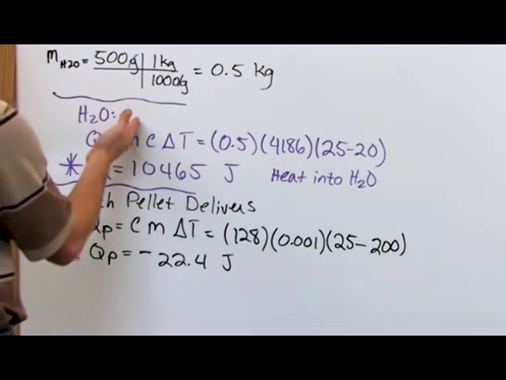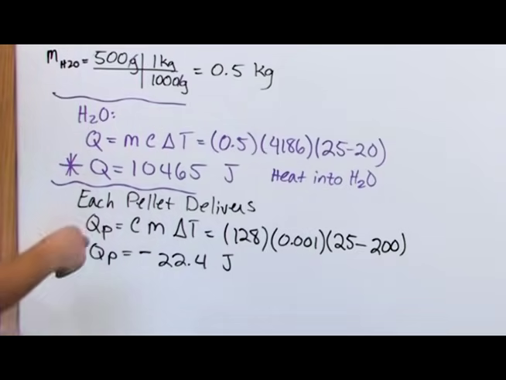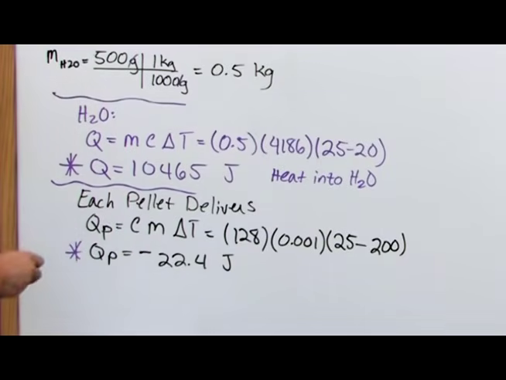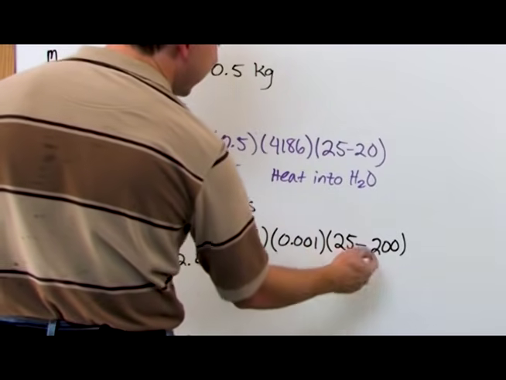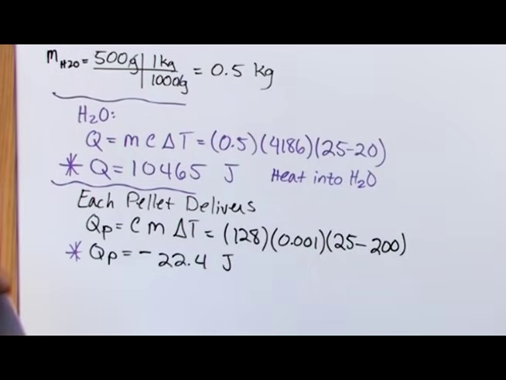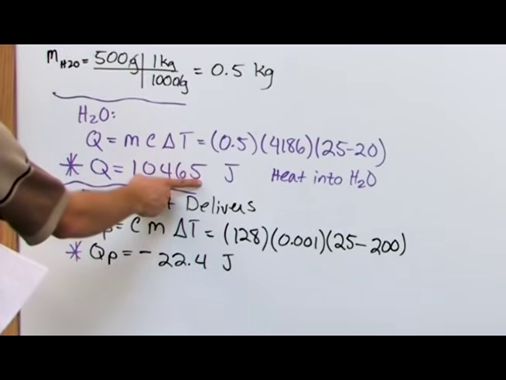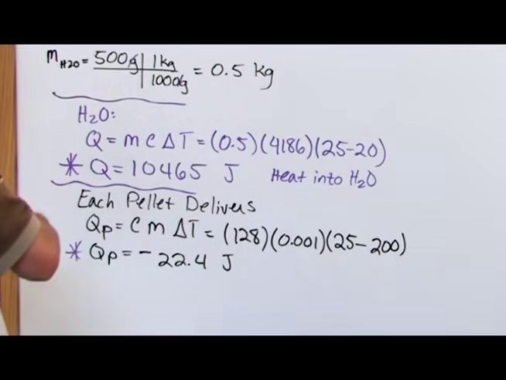For the water itself, the water is accepting energy from the pellet, so it is accepting heat into the water, so the sign convention is positive. So the sign is really just keeping track of who's losing heat and who's gaining heat, and that negative sign came from the fact that the pellets actually decreased in temperature. So in total, the water must accept 10,465 joules of heat, but each pellet delivers 22.4.